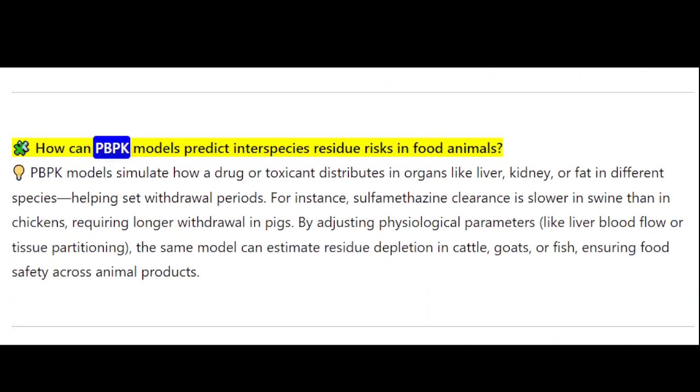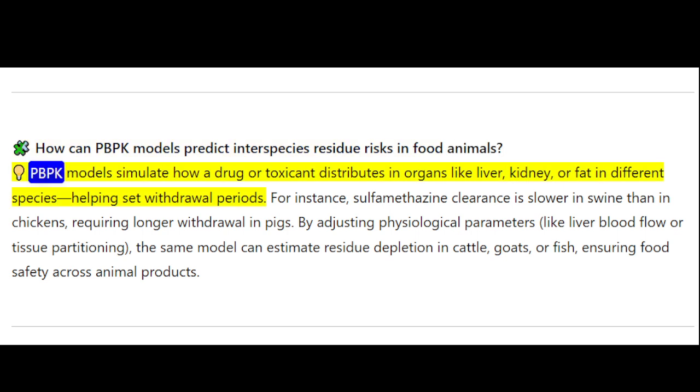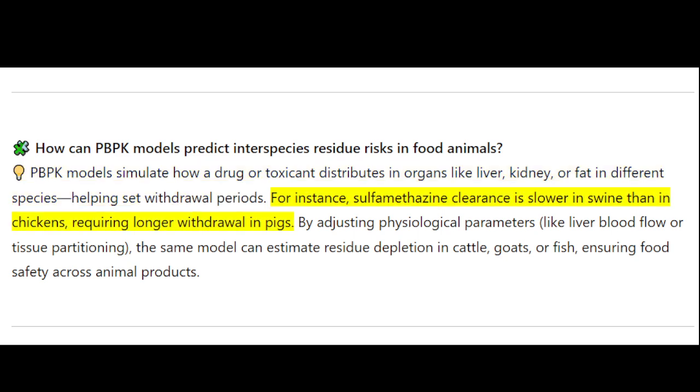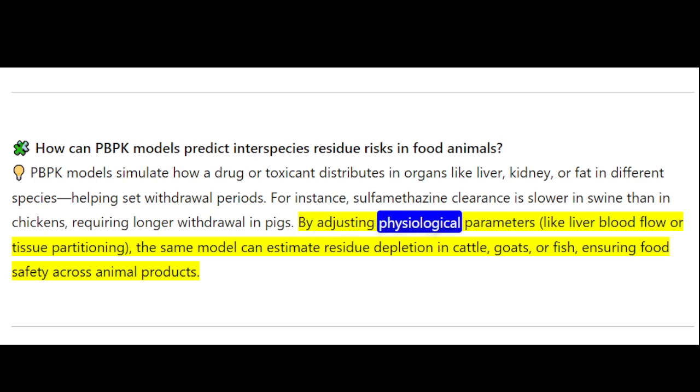How can PBPK models predict interspecies residue risks in food animals? PBPK models simulate how a drug or toxicant distributes in organs like liver, kidney, or fat in different species, helping set withdrawal periods. For instance, sulfamethazine clearance is slower in swine than in chickens, requiring longer withdrawal in pigs. By adjusting physiological parameters, like liver blood flow or tissue partitioning, the same model can estimate residue depletion in cattle, goats, or fish, ensuring food safety across animal products.